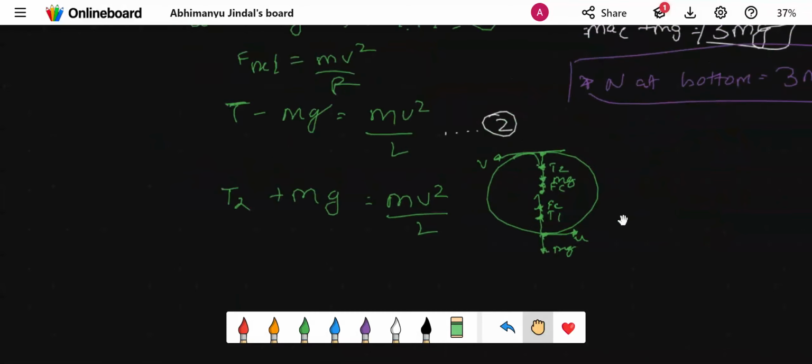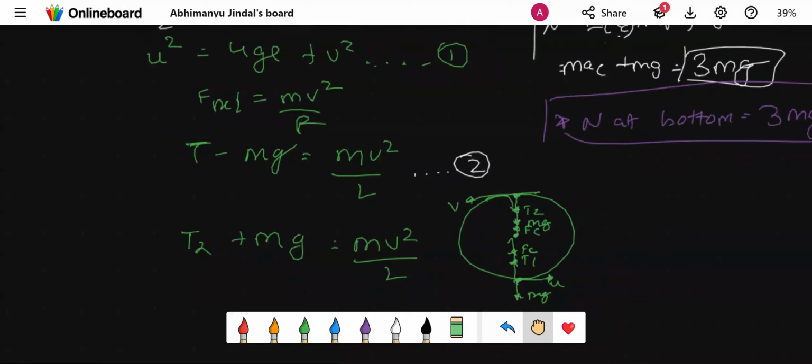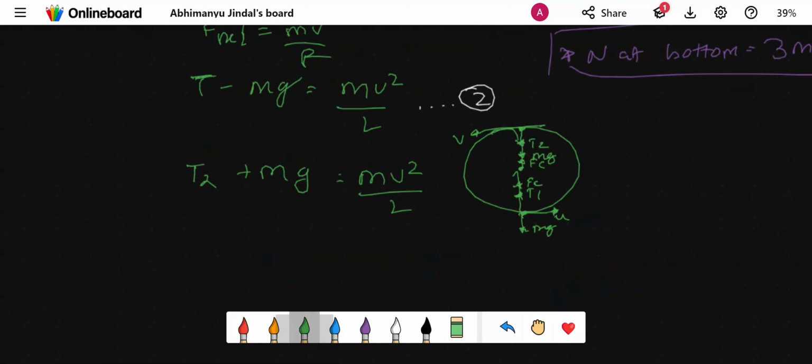This is a very detailed explanation, so I hope it's clear to you, because vertical circular motion is very, very important. I don't want to miss anything, because later on I don't want you to cut any marks in this, because this is one of the easiest. Okay, and now let's solve these equations.